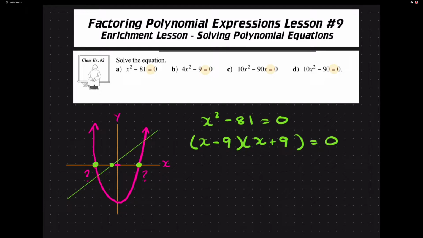Don't forget we had that equals 0 thing. What I can actually do is separate this out a little bit. If I say here that x is going to be 9, this ends up being 9 minus 9 right here. So 9 minus 9 equals 0. That's true. And if we made x equal to negative 9, we would have negative 9 plus 9 equals 0.